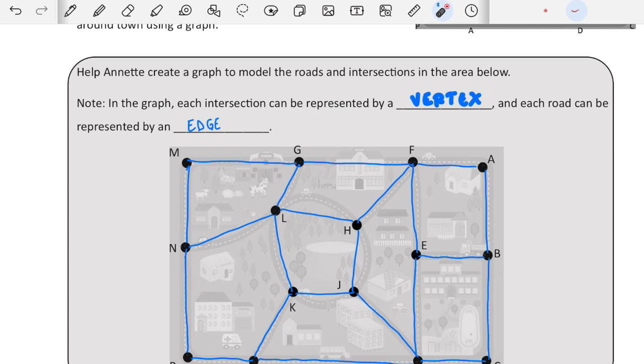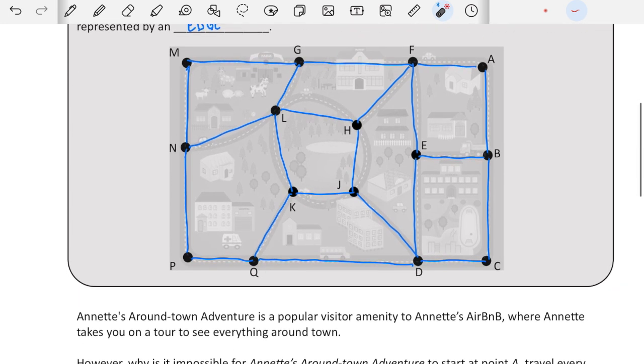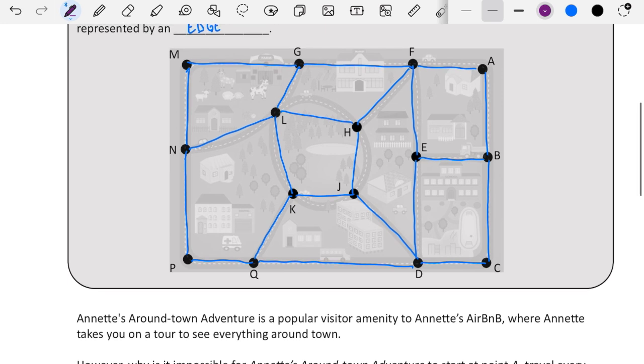Now, if we look at this, can we start at A and take a trip around all the town, crossing every single edge exactly once? Well, we're going to apply Euler's theorem. Euler says if every vertex is of even degree, meaning there's an even number of edges coming out of each vertex, then we've got a circuit. So let's go ahead and count the number of edges coming out of each vertex. There's 2 edges out of A. There's 3 edges out of B. There's 2 edges out of C. I'm going to keep going.